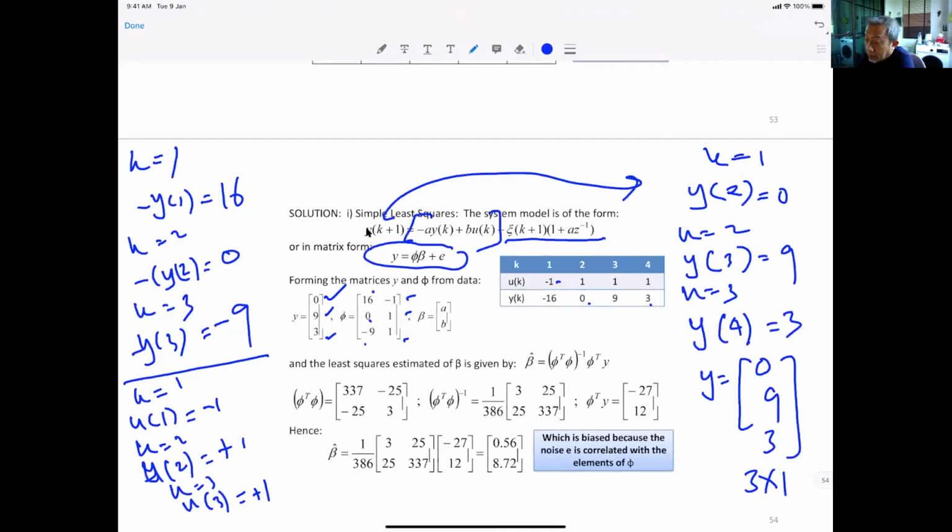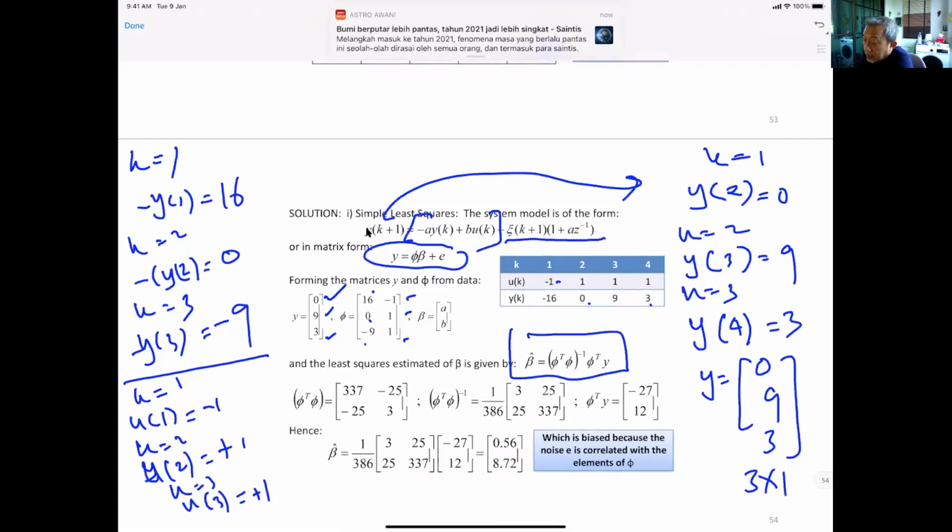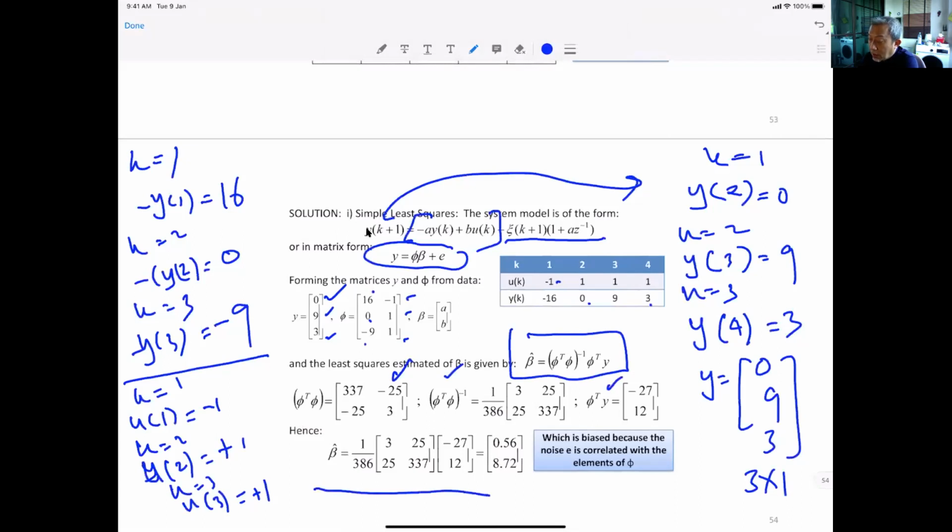Then we apply beta cap. Remember this formula. The formula is not given. Please remember beta cap, or estimated beta, is equal to theta transpose theta multiplied together, inverse, multiplied by theta transpose multiplied by y. So find the product of theta transpose theta, inverse, theta transpose y, then multiply together. So you obtain the value of A equal to 0.56 and B equal to 8.72.